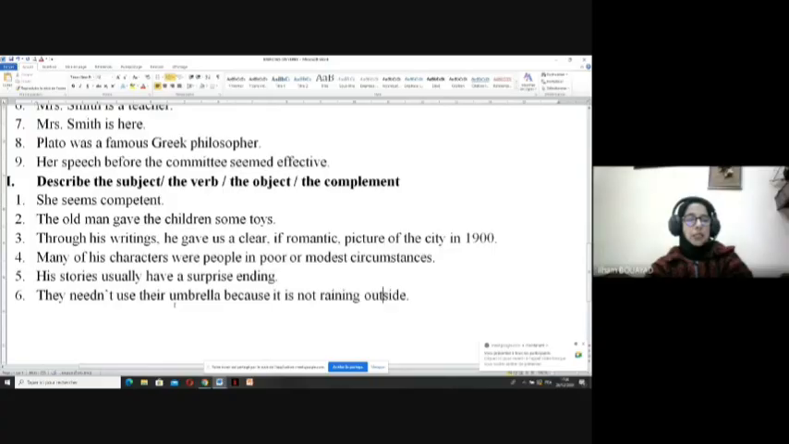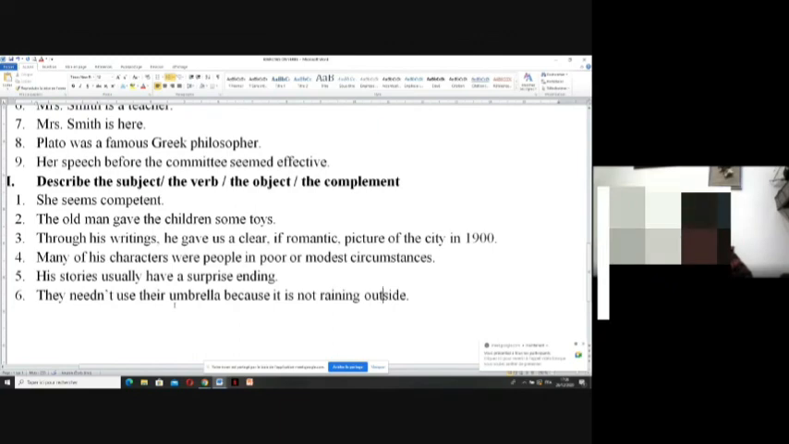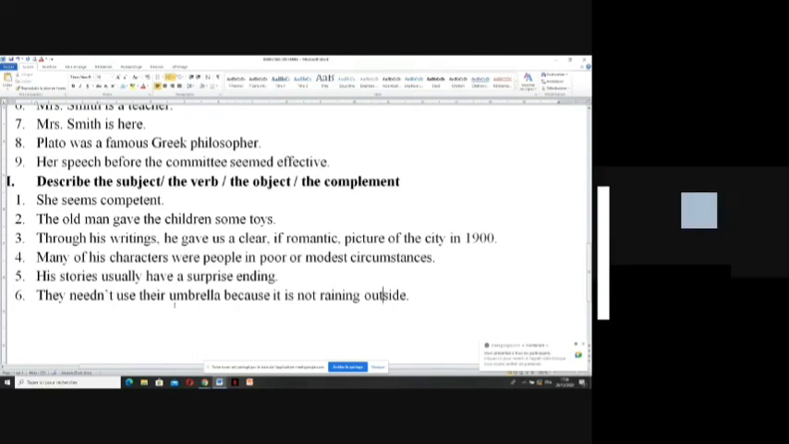We still have one sentence. Which one? Okay, the fourth one. We forgot it. Yes, we can do it. Why not? Many of his characters were people in poor or modest circumstances. Who can do it? Can I do it? Yes. Many of his characters were people in poor or modest circumstances.